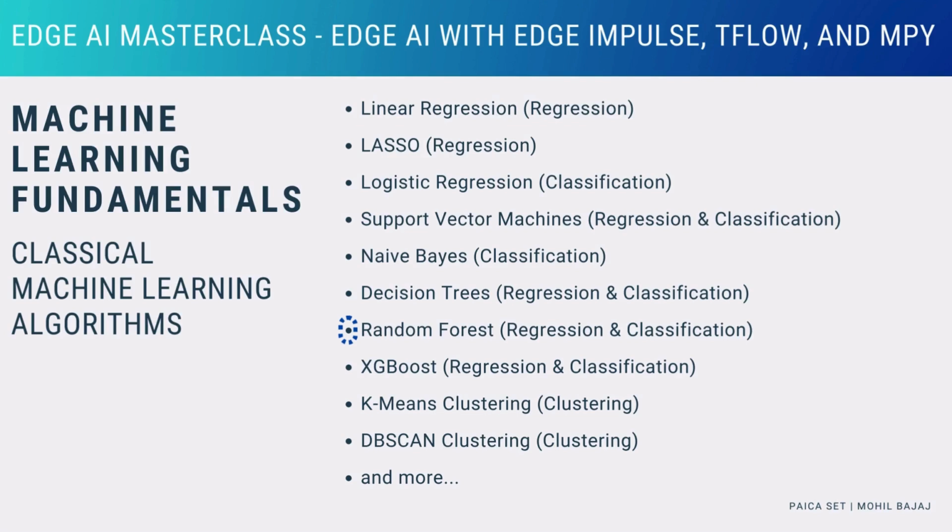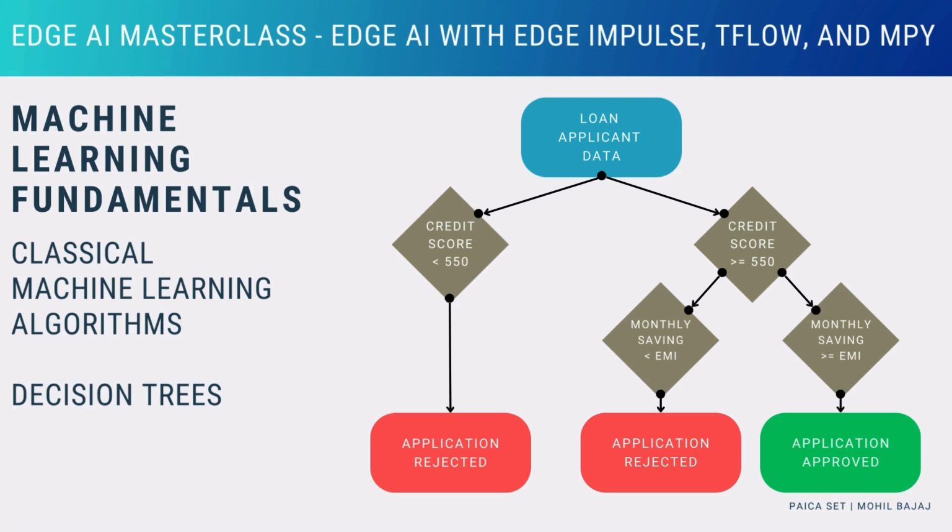Random forest algorithm is an ensemble or collection of decision trees and is used for both regression and classification. Decision trees, as the name suggests, is a tree of decisions generated by making decisions one after the other in a hierarchical setting. For example, for a loan application system, a decision tree could first check the credit score. If the credit score was less than 550, the application could be rejected. If higher, the person's salary and monthly savings could be checked. If the saving was more than the monthly loan installment amount, the loan could be approved. If not, the application could again be rejected, and so on.